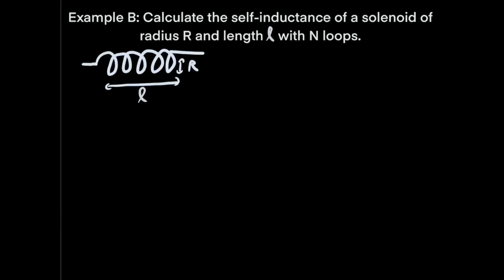Example B: calculate the self-inductance of a solenoid with radius r. That's the radius of each loop. A length of L and N loops. So self-inductance is number of loops, flux over I. And then the flux is magnetic field times area through the solenoid, over I.